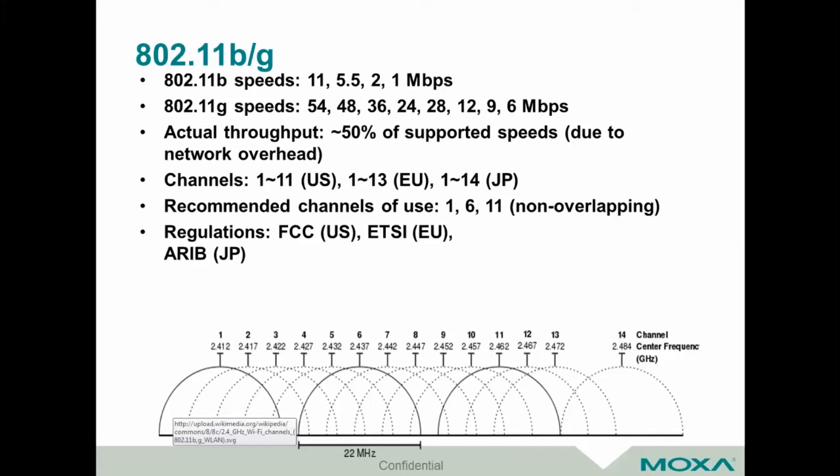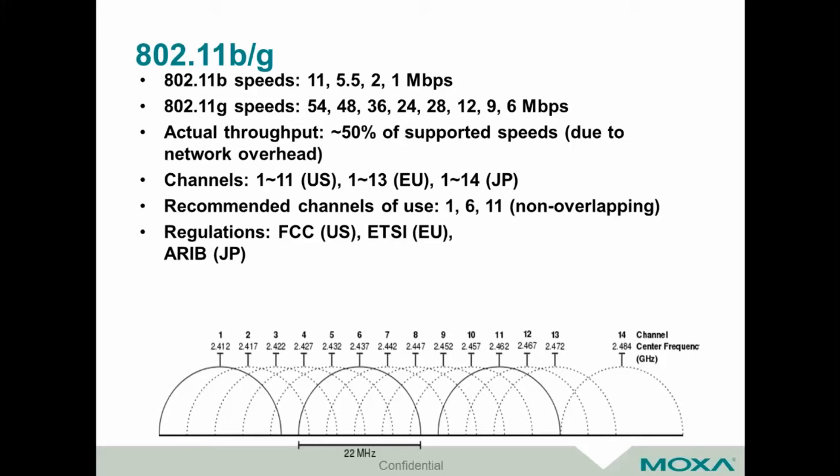So you can see here, this picture on the bottom is essentially the spectrum mapped out, if you will, for 802.11b and 802.11g. So you can see those adjacent channels. Now there are three channels within the 2.4 gigahertz space that are not overlapping, and those are channels 1, 6, and 11. And those are the three that are typically recommended for use if you are using one of those two protocols.